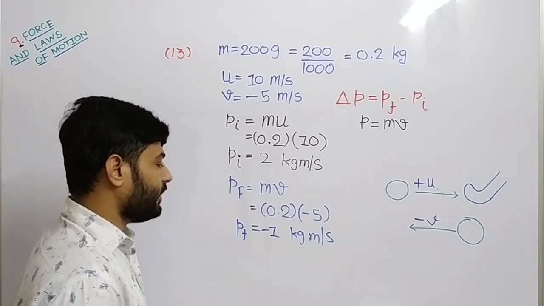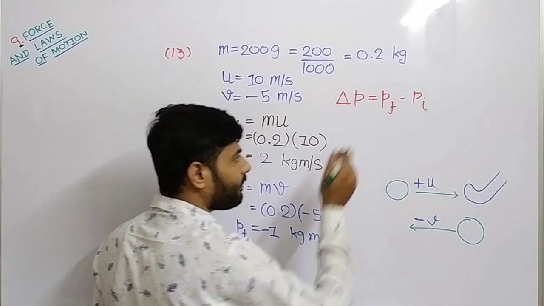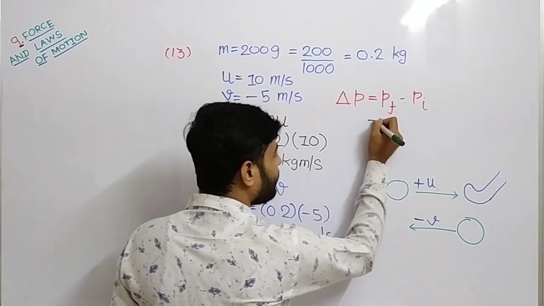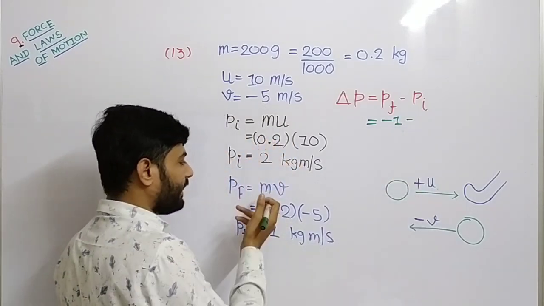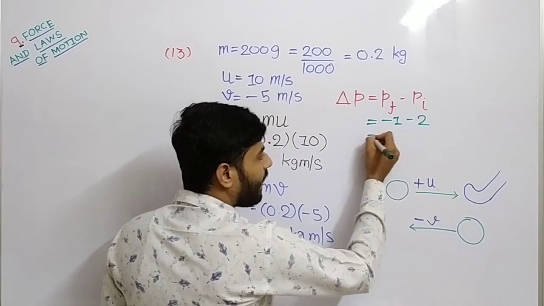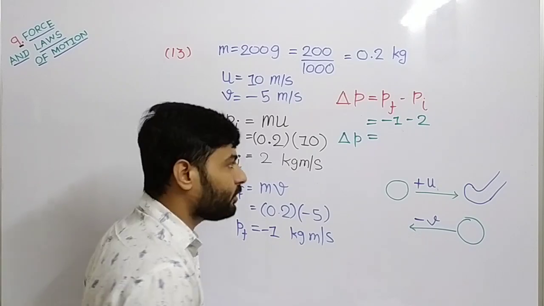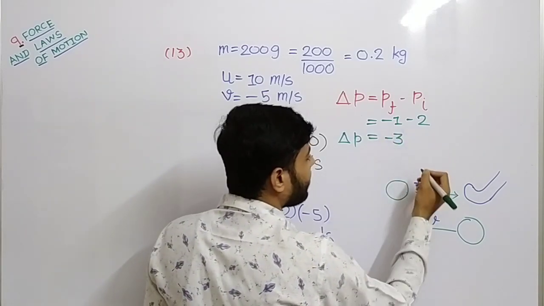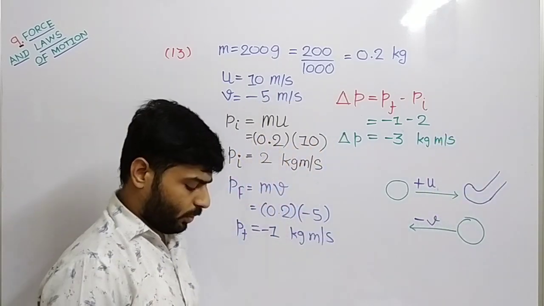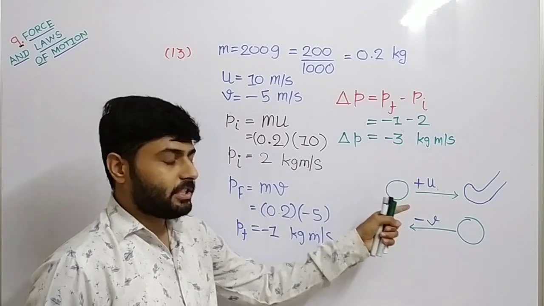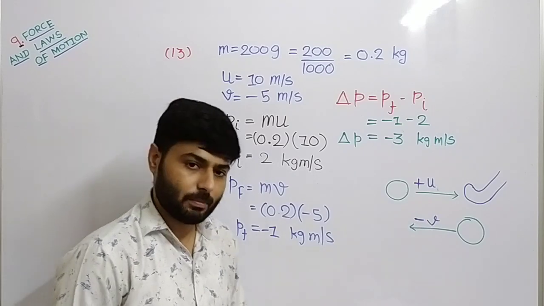Now what is change in momentum? That is delta P. So I will put values here. Delta P is equal to PF minus PI. What is PF? That is minus 1, minus what is PI? That is 2. So I have delta P equal to minus 1 minus 2, that is minus 3 kg meter per second. So I have 3 kg meter per second as change in momentum of this ball.